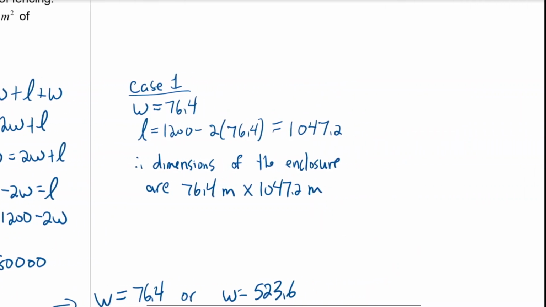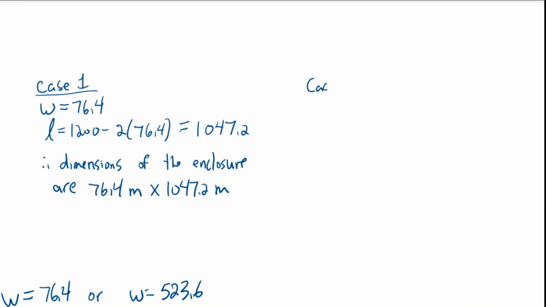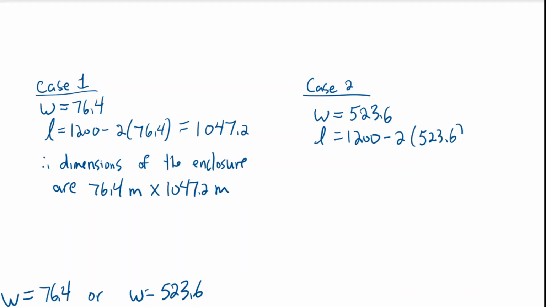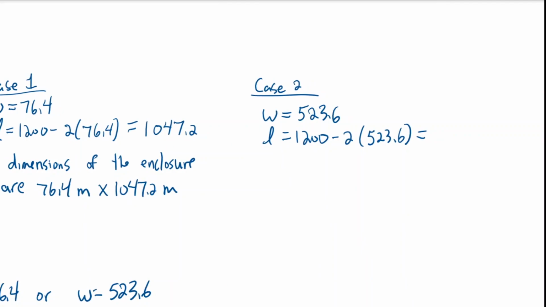And then case 2, we're going to see if that works. We're going to do a width of 523.6 and use that in our equation. So we have 1200 minus 2 times 523.6, and we get, as a result, 152.8. And so this is our second answer.